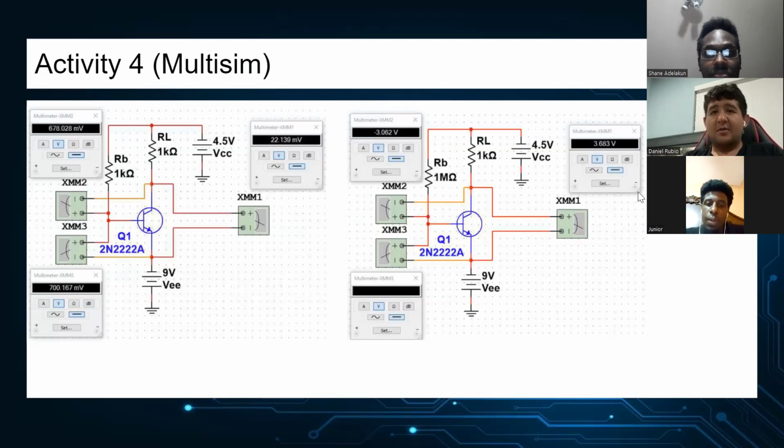Here we have the Multisim, where we have the values for the resistors equal to 1K ohms: 678.02 mV, 22.139 mV, and 700.167 mV. And for the second one, based on the question, we have negative 3.062 V and 3.683 V on the resistor. And for the other one, we find no value, it's constant.